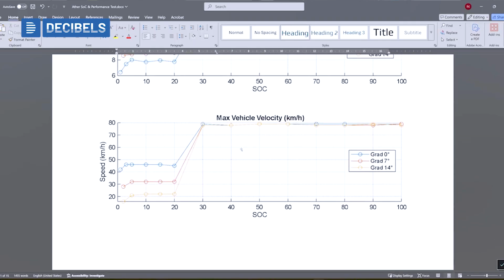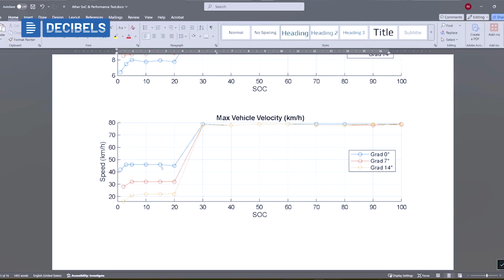And this is with respect to the vehicle velocity. What is the max vehicle velocity with respect to different gradients? Right. Even with the 14%, it's doing its best. So when it comes to the lower SOC, we can see at 0 grade it is doing about 45, maybe 46. That's a common number for eco mode, I think. Yes, in eco mode it performs 45.